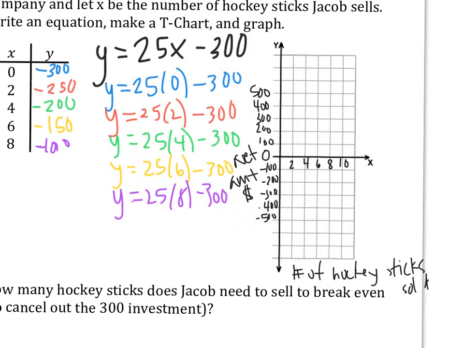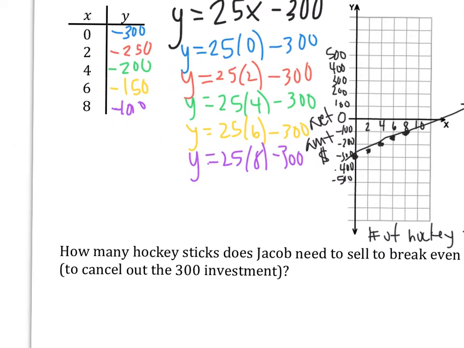So 0, negative 300 would be right there. So if he doesn't sell any hockey sticks, he's negative $300. If he sells 2 hockey sticks, he's negative 250. If he sells 4, negative 200. Again, this should be a straight line. If he sells 6, negative 150. And 8, negative 100. So connect those, make our line, and that's our graph.